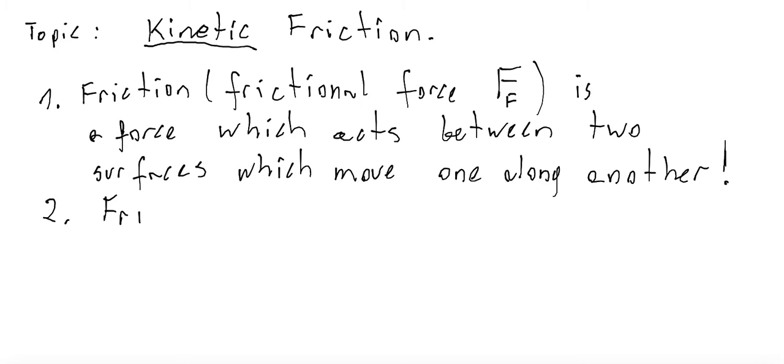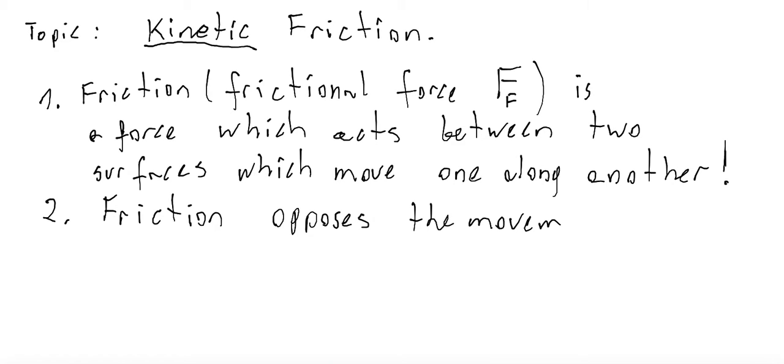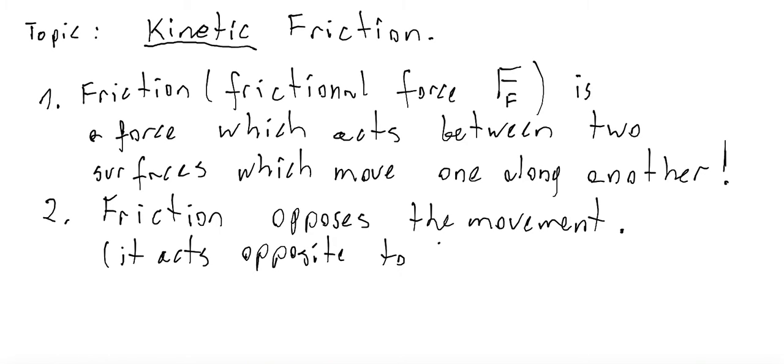Okay. Point number 2. Friction, or frictional force, opposes the movement. Okay, so it's something which disturbs motion of the object, something which tries to stop the object, something which acts opposite to the direction of motion. So write in brackets, it acts opposite to the direction of motion.